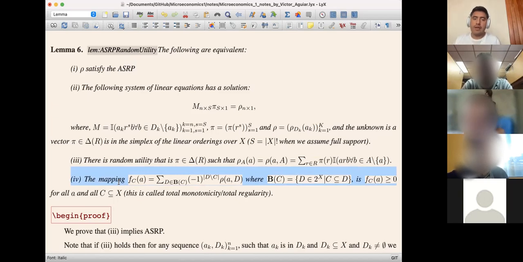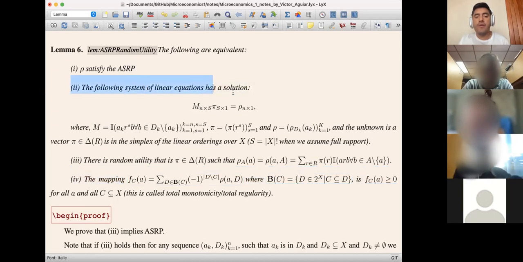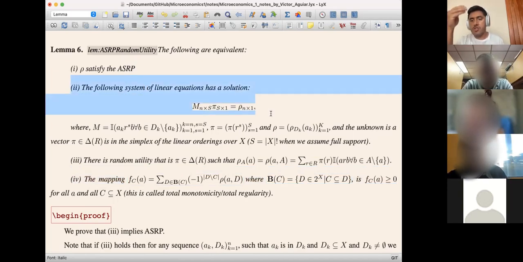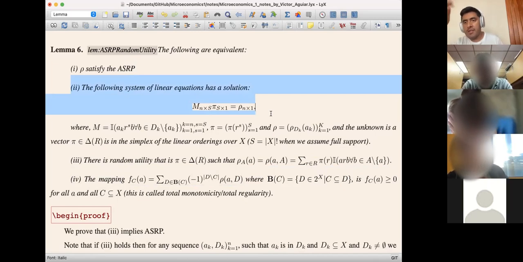Exactly, Martin. So this is the parallel of Afriat's theorem. So condition 2 is the equivalent of the Afriat inequalities, right? So this is something you can put in MATLAB, in Julia. Condition 1 is this GARP condition, right? So this is the thing that you can check by hand, but in general, it's not that easy to check. And then condition 3 is the model, right? That you're generated by random utility.